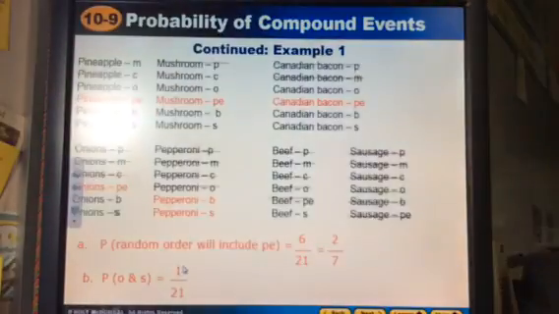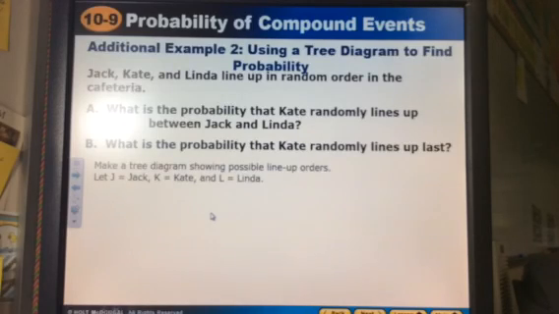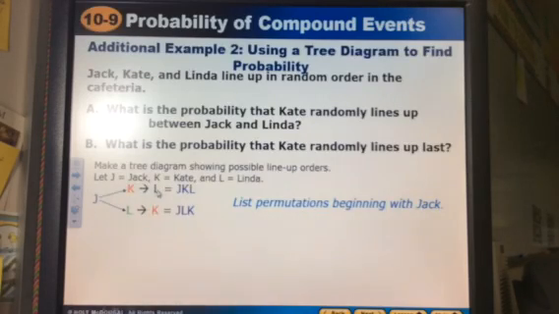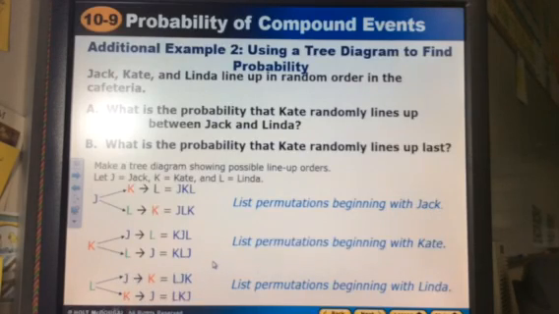All right, so the next problem: Kate, Jack, and Linda line up in random order in the cafeteria. What is the probability that Kate randomly lines up between Jack and Linda? What's the probability that Kate randomly lines up last? I would do a tree diagram there as well, and notice they say permutations because order is important. So we could have Jack, Kate, Linda, or Jack, Linda, Kate. We could have Kate, Jack, Linda, or Kate, Linda, Jack. Or Linda, Jack, Kate, or Linda, Kate, Jack. So there are 6 possibilities.